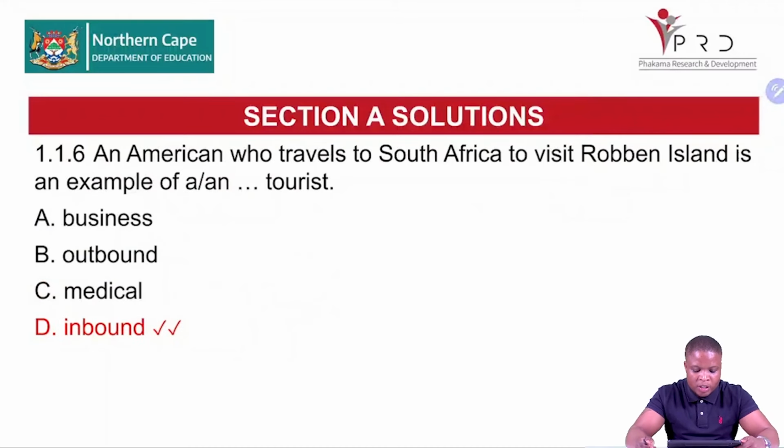An American who travels to South Africa to visit Robben Island is an example of what? Right, that is an inbound tourist, a person coming in. That is an inbound tourist.